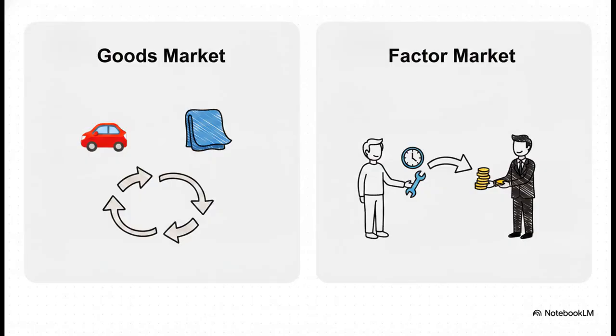On one side of the matrix, we have goods markets, and these are pretty much exactly what they sound like. It's where finished products are being bought and sold. Think of cloth markets or car markets. But then, on the other side, we have factor markets. Now, this is where productive inputs, things like capital and labor, are traded. And actually, here is a super fascinating role reversal for you. In the labor market, entrepreneurs are actually the buyers, and you, the worker, are the seller. You are the one offering up your time and your skills.